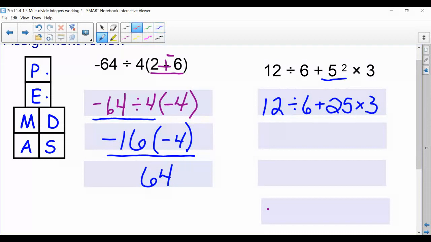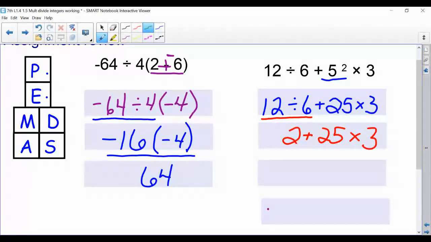Go back to the orders of operations. There's no parentheses, there's no exponents, but there is multiplication and division. In order from left to right, the first thing we see is 12 divided by 6. So we do that first. 12 divided by 6 is 2. Bring down plus 25 times 3.